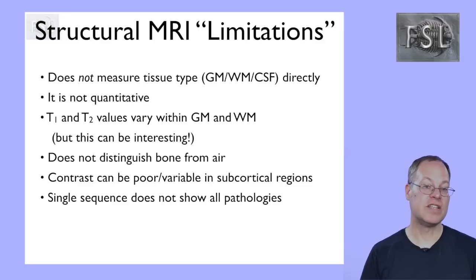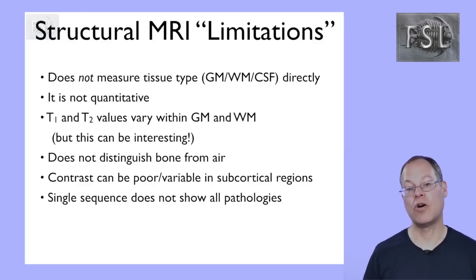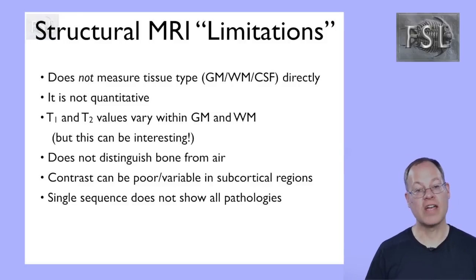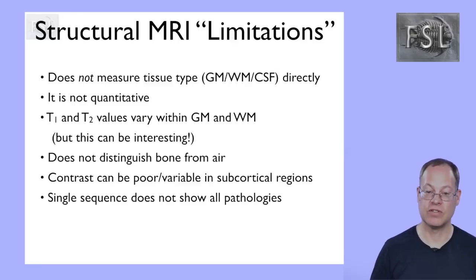We also find that a single sequence doesn't tell us all. If we're interested in just a healthy cohort, it's very common just to get a T1 weighted sequence. But if we've got a cohort with some clinical pathologies, we will need to get something else. We often get other images such as T2 weighted images, proton densities, or other kinds, because they highlight different aspects of pathology much better than the T1 weighted images do.